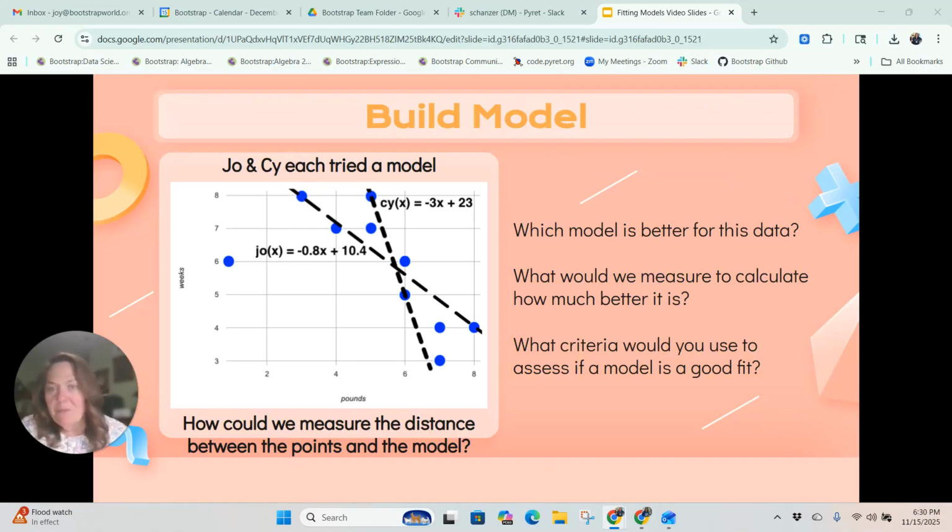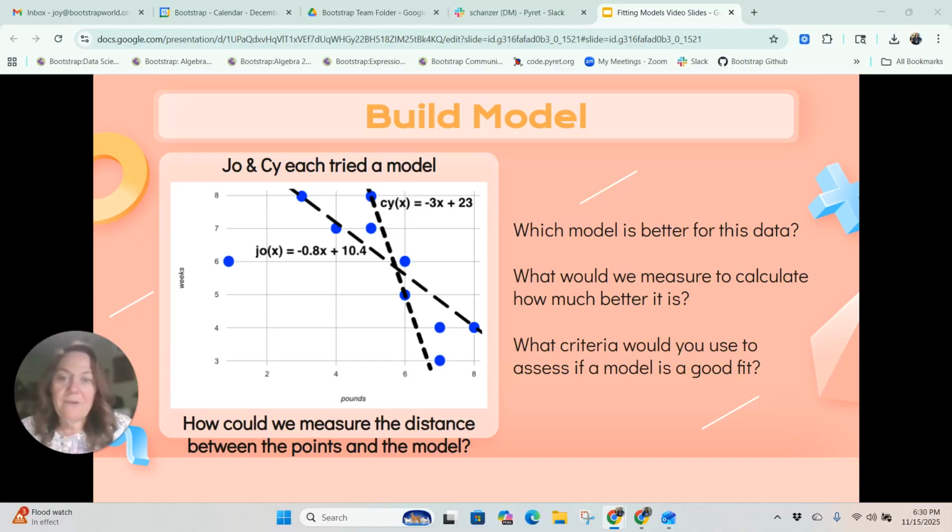But the whole thing is, well, how do we know that it is the best? How can we come up to what is best? And so as we saw, Joe and Cy had tried their models. They came up with a slope and a y-intercept, and we want to know, well, which of those would be the better model? Well, how do we calculate which is better? How do we calculate which is best? And that's what this lesson takes us to.